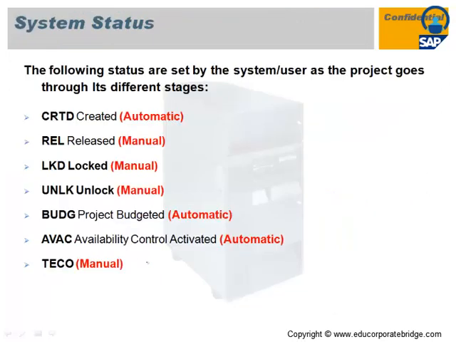There are different statuses available in the SAP Project System module. There are two kinds of status: one is the system status, one is the user status. Which are the system status? The system statuses are created, release, lock, unlock, budgeted, availability control, that is AVAC, and TECO. This kind of status controls your business transactions.